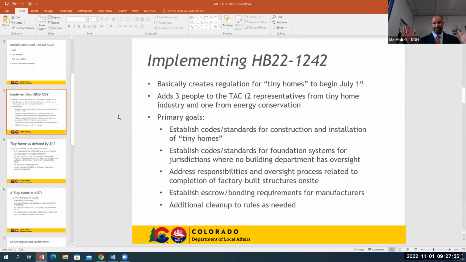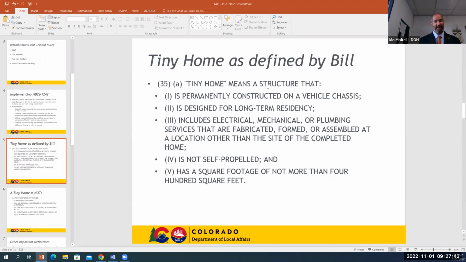So that's the two ends of the spectrums. This bill is creating a new group that is going to be defined in Colorado to be the following, right? So as of the effective date of this bill, which was August 10th, if memory serves me right, this is what a tiny home now means in Colorado. Now, we haven't started certifying these yet because, as mentioned by Eric, that process doesn't start until July 1st of 2023. But in essence, this is what we're working towards.